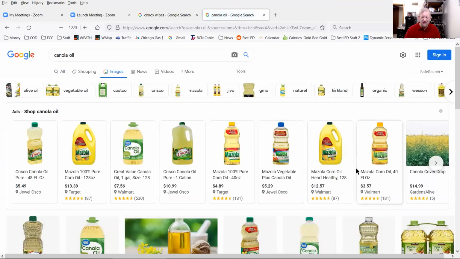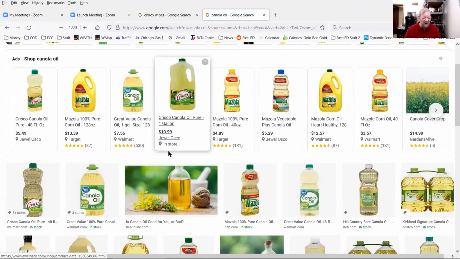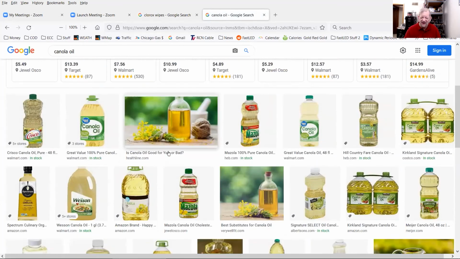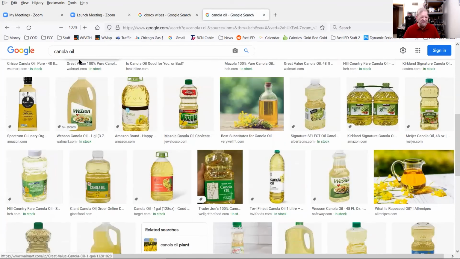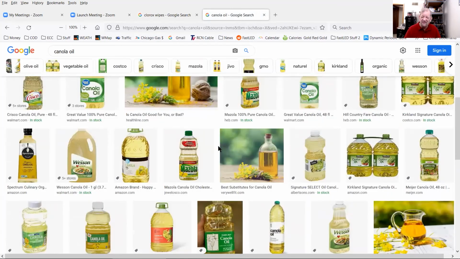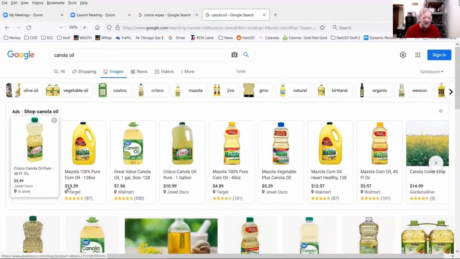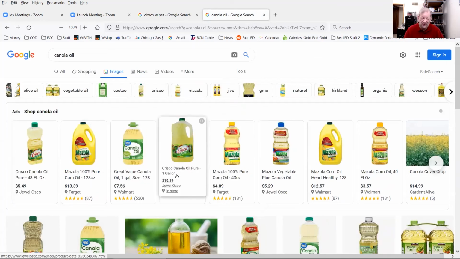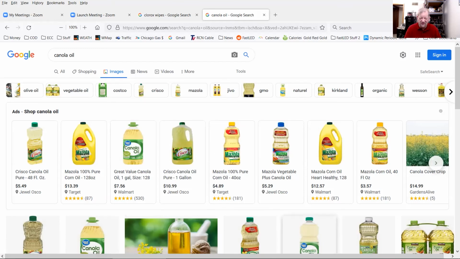If you look on your screen right now, you can see all these different big name companies sell canola oil. I don't see rapeseed oil anywhere here because you can't find it. For whatever reason, Americans, and especially the American housewife, was totally turned off by the name. Everywhere else in the world, it's acceptable, but not here. Interesting sidelight.